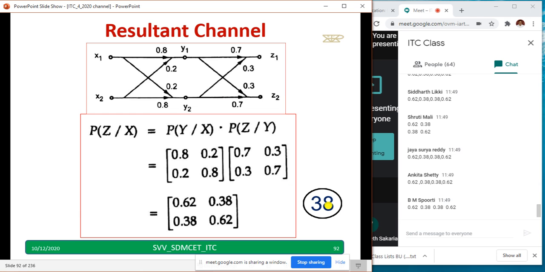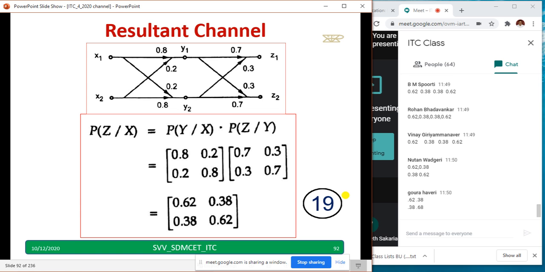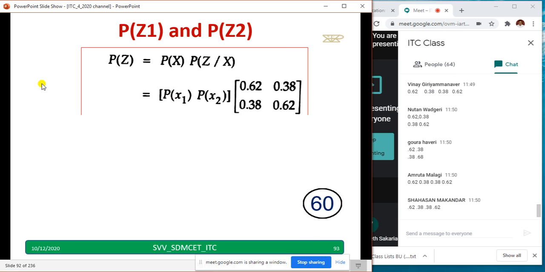Jaisuri has done it, Ankita, Spurti, and Rohan. Vinay has done 0.62, 0.38, 0.38, 0.62. Let us go to the next slide. Nutan Vadgeri, Gaura Haveri, Amrita Maligi have done. Good. Another few more names I want to see. Shahasan, very good. A few names didn't come. Okay, let us go to the next and find out the probability of Z.